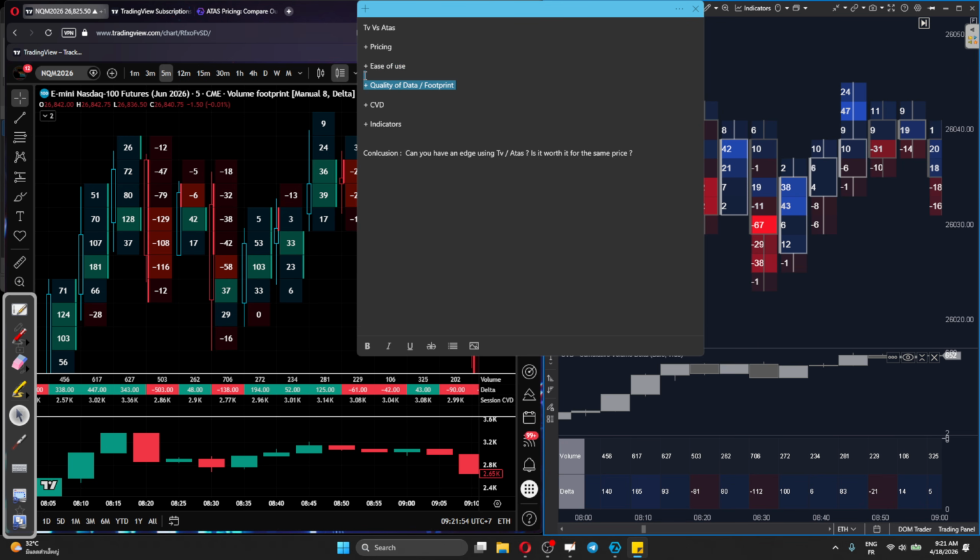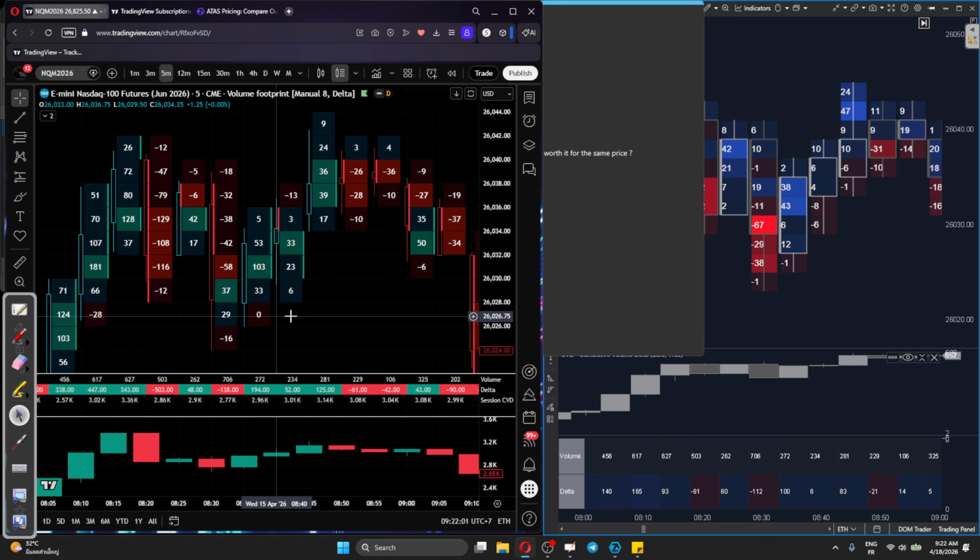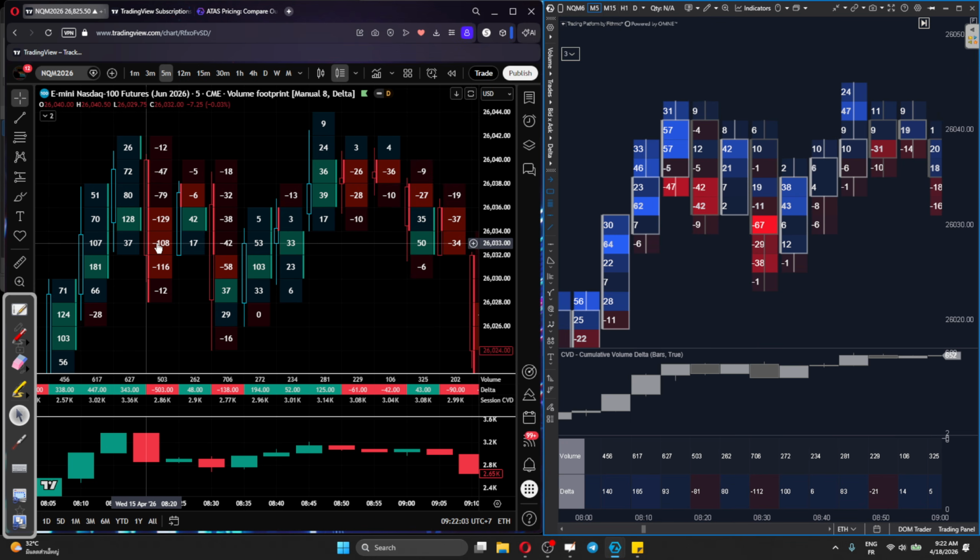Then probably the most important part will be comparing the quality of the data, of the footprint, looking at the numbers, comparing the same candles, let's say this one to this one, and looking at the numbers here and which one is the most precise and correct.